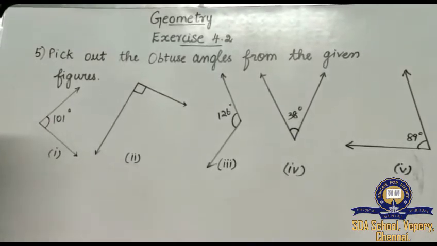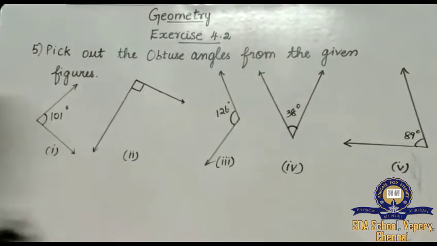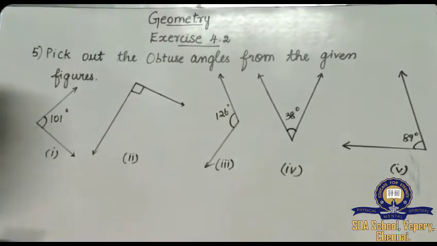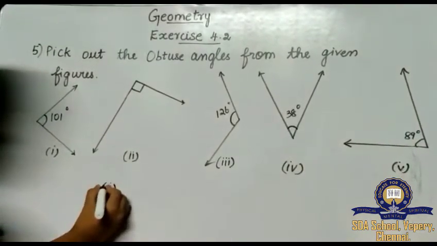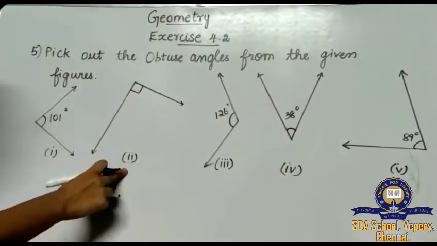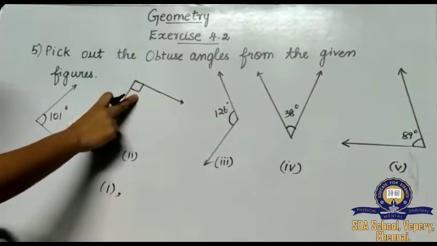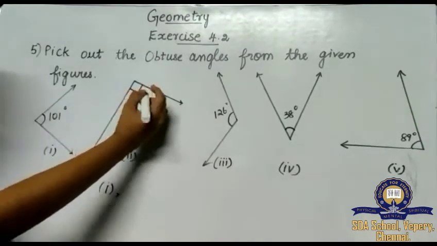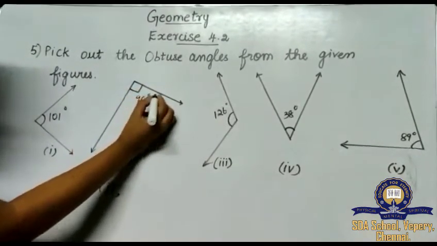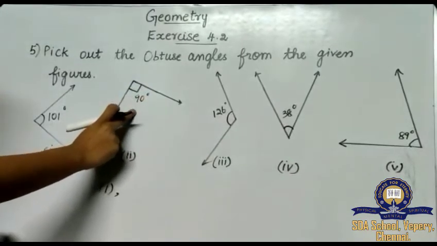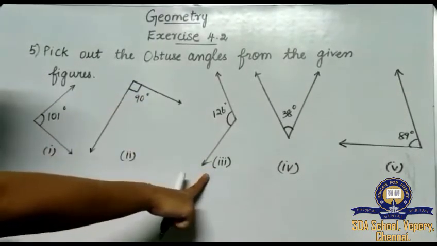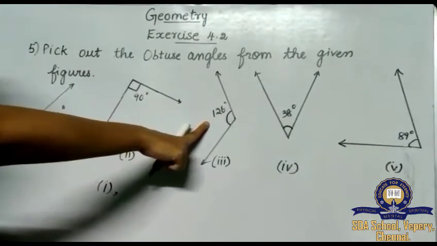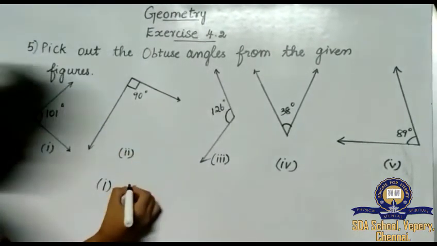Okay, so let's move on to the first figure. They have mentioned 101 degree, which is greater than 90, right? So it is said to be an obtuse angle. Okay, we'll move to the second figure. They have mentioned like this. So I have already said that if they have mentioned this, it is nothing but 90 degree. Okay, so it is not an obtuse angle. We'll move to the third figure. They have mentioned 126 degree, which is greater than 90 degree, right? So it is said to be an obtuse angle.